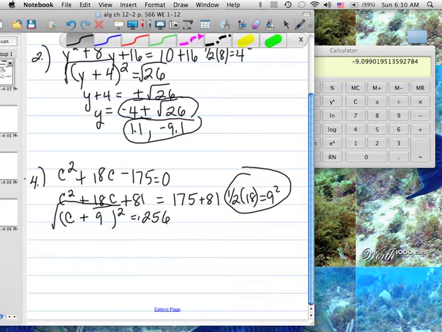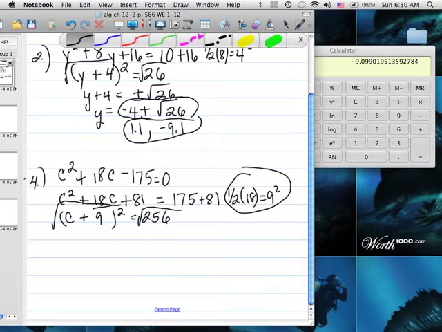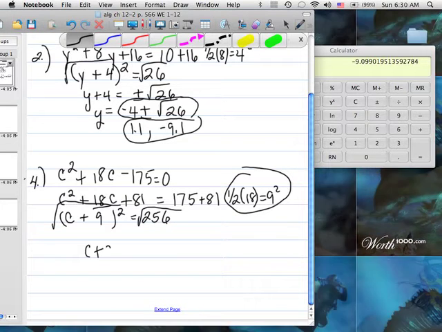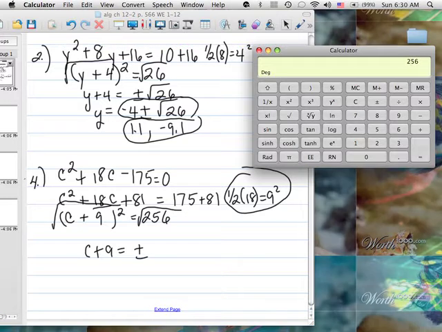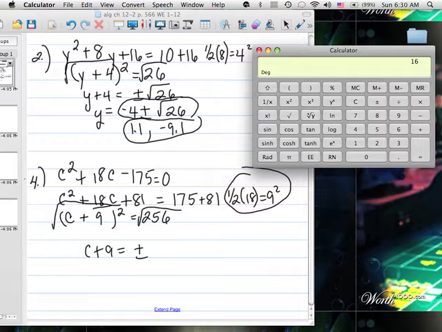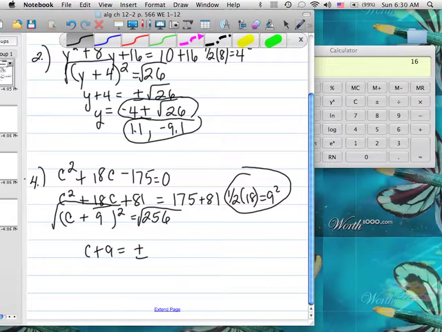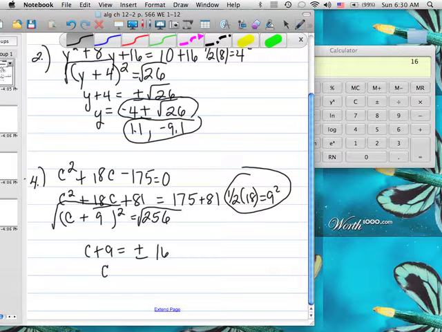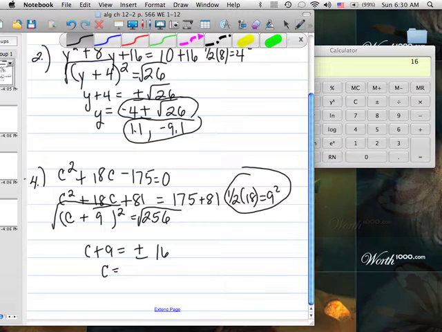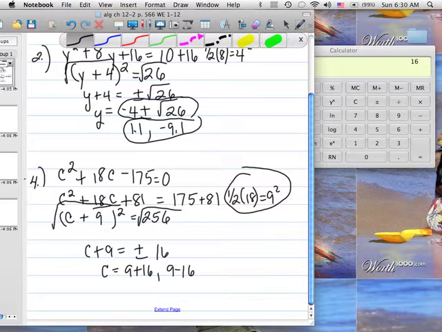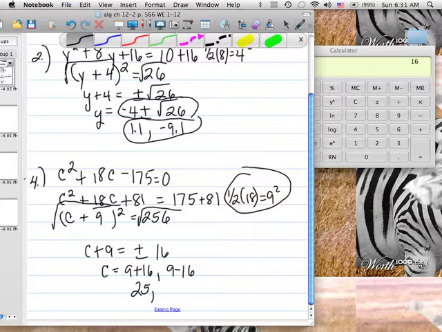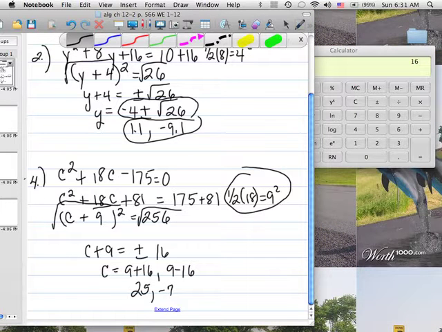So take the square root of both sides. So I get c plus 9 equals plus or minus the square root of 256. And I believe 256 is a perfect square. It is. So that equals plus or minus 16. So our solution to the equation is 9 plus 16 and 9 minus 16. 9 plus 16 is 25, and 9 minus 16 is negative 7.